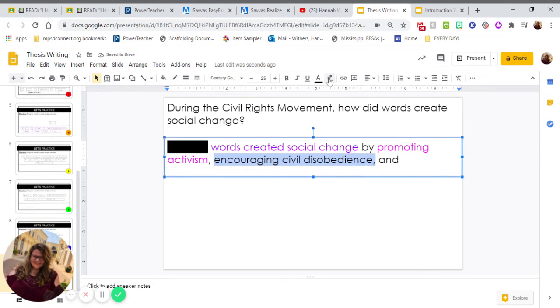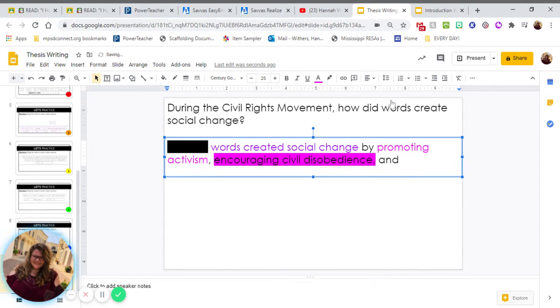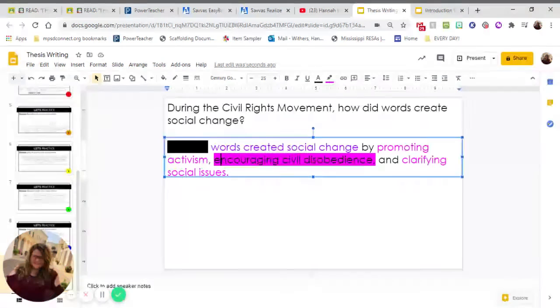Sorry, you know me and my color coding. And, oh, that's not right, but it's fine. And clarifying social issues. That's really bad. But you can see how, especially those first two, the promoting activism and encouraging social disobedience, those are really strong statements that words helped achieve.